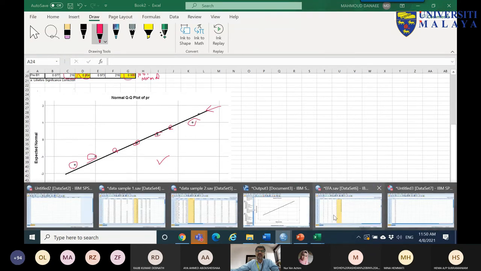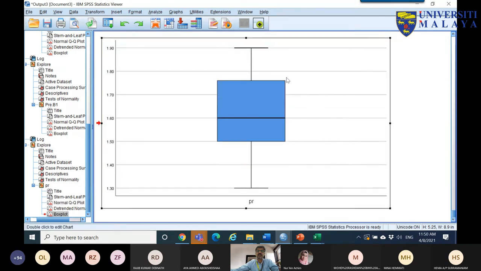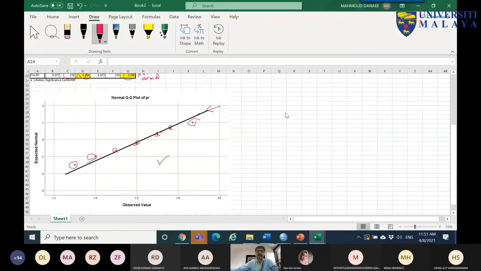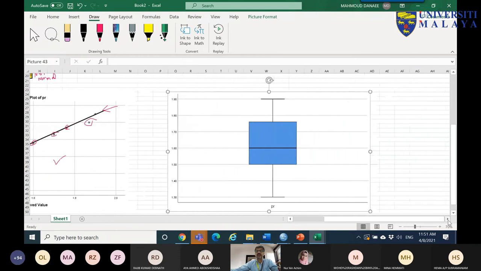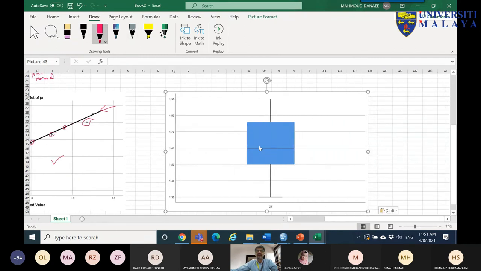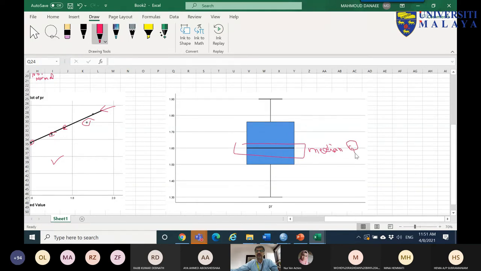The second way to check the normality is the box plot. So this is called a box plot. The box plot is according to the distribution of data. The box plot is another way to check the normality of data. So the line in the middle is the median, or second quartile, Q2. The first line here, we call it Q1.